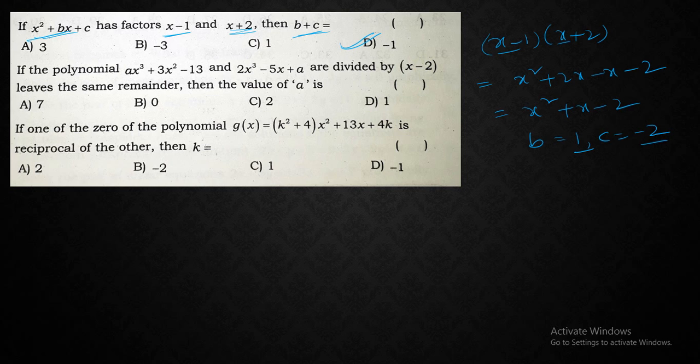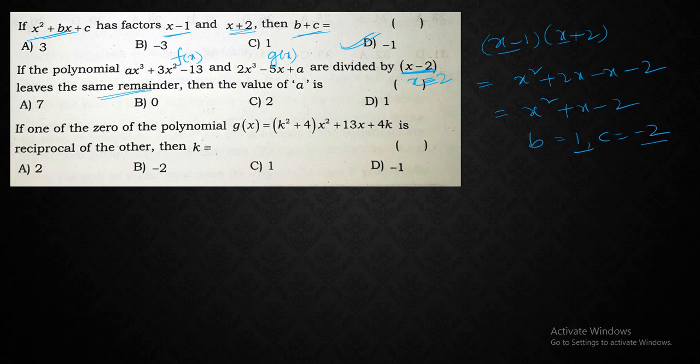Next, these two polynomials, when they are divided by x minus 2, leave the same remainder. Suppose this polynomial is f of x and this polynomial is g of x. If these two are the given polynomials and they are divided by x minus 2, it means you need to substitute x is equal to 2.